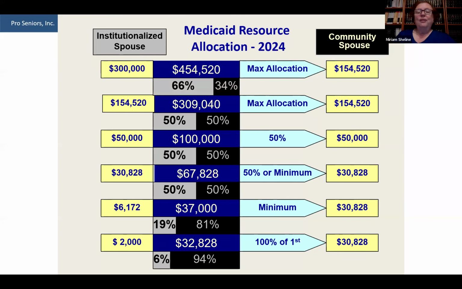What if they have 454,520? Well, now we no longer do a 50-50 split. Again, the community spouse has got the maximum allocation, which is 154,520. And so then the IS is now going to be 300,000, which must be spent down to $2,000. And again, the date we are valuing these numbers is the date the IS has been continuously institutionalized for a period of 30 days.